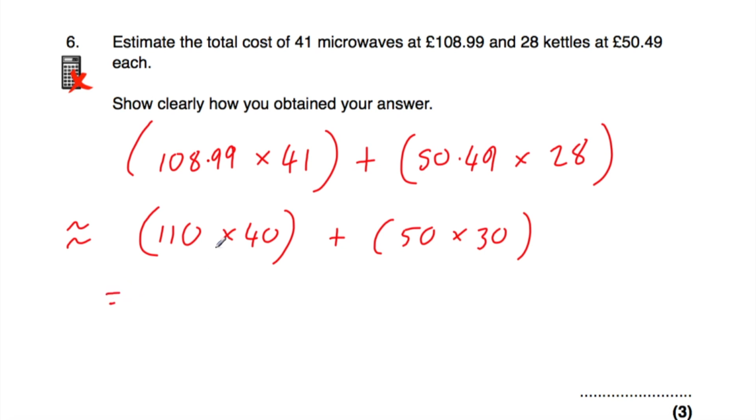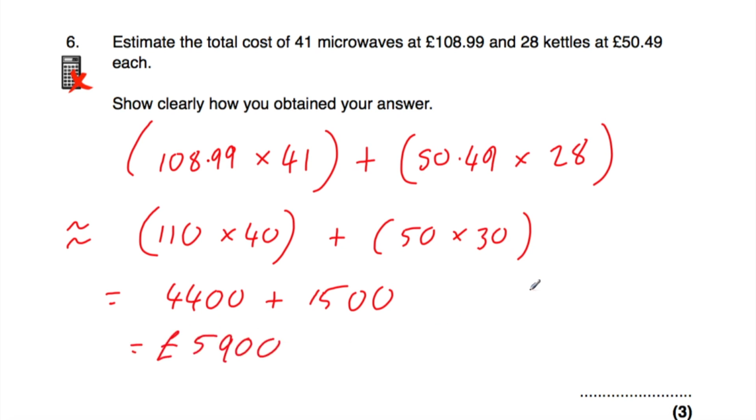So now we just need to work these out. 110 times 40: well, 4 times 110 is 440, so 40 times 110 will be 4,400. Just multiplying the 110 by 4 and then by 10 gives 4,400. Plus, now we've got 50 multiplied by 30. Well, 5 times 3 is 15, and then add on our 2 zeros. So we've got 4,400 plus 1,500, and that's equal to 5,900.